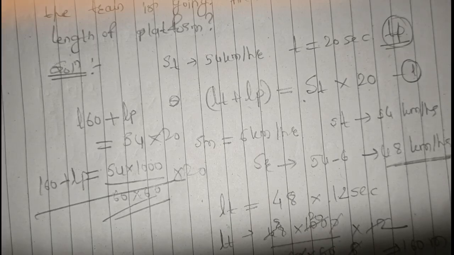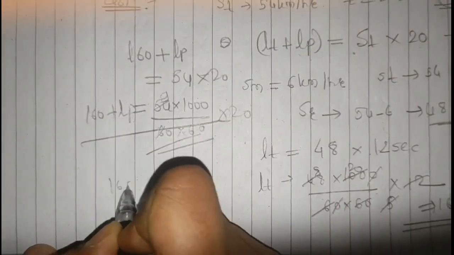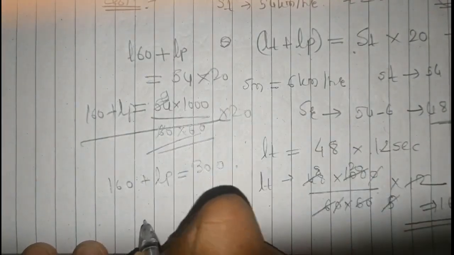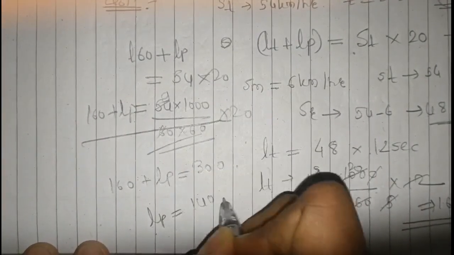So 160 plus LP, this is 300. If we solve this, then LP would be 140. Length of the platform is 140, length of the train is 160.